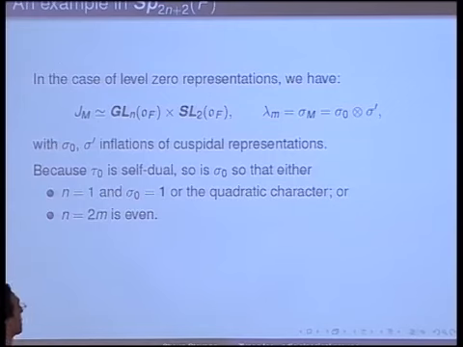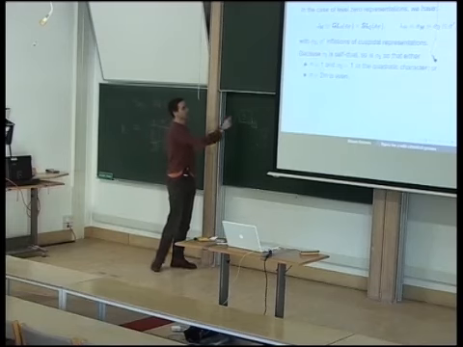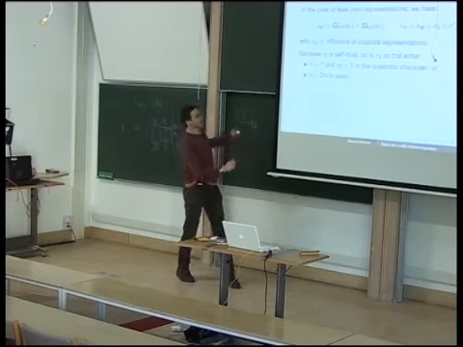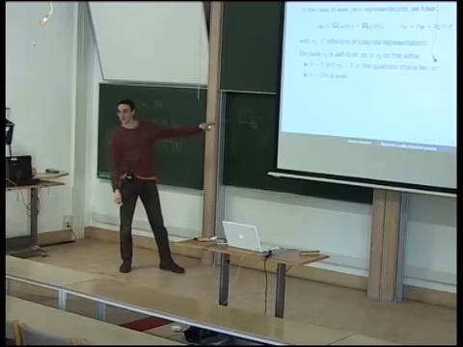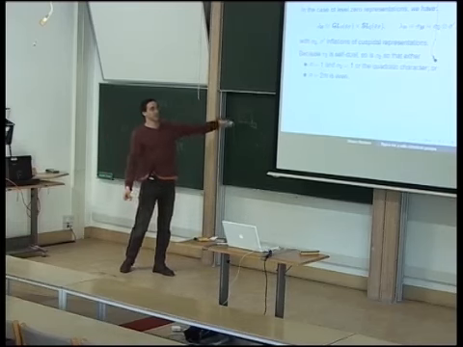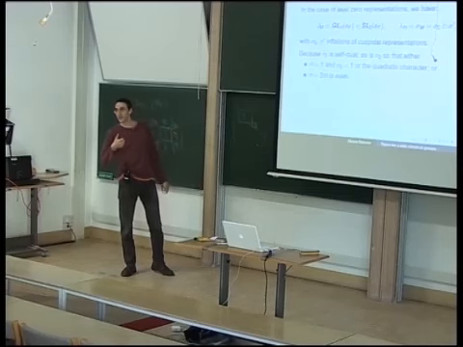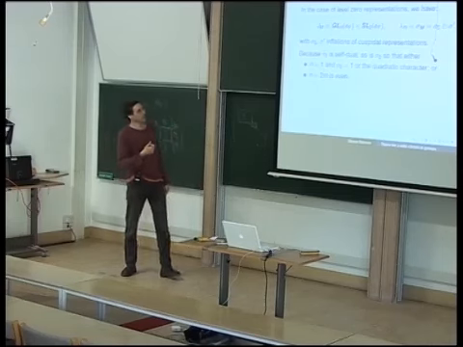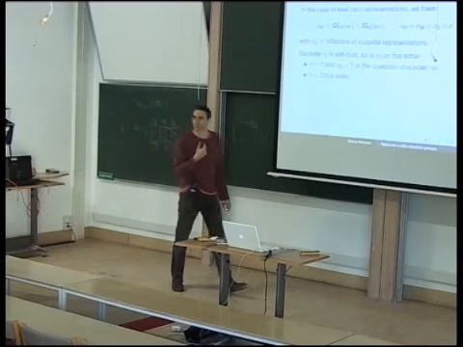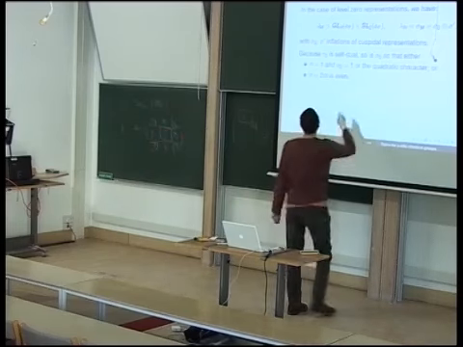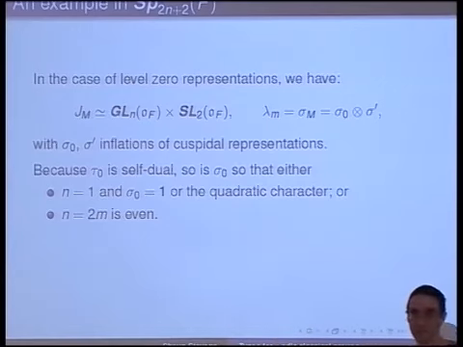And so one thing that's not completely obvious, but it's not too difficult, is that because our original representation is self-dual, that means that the sigma 0, the cuspidal representation, must also be self-dual, which already restricts things. So it either means that we've got n equals 1, and sigma 0 has order at most 2, so it's either trivial or the quadratic character, or actually n has to be even.